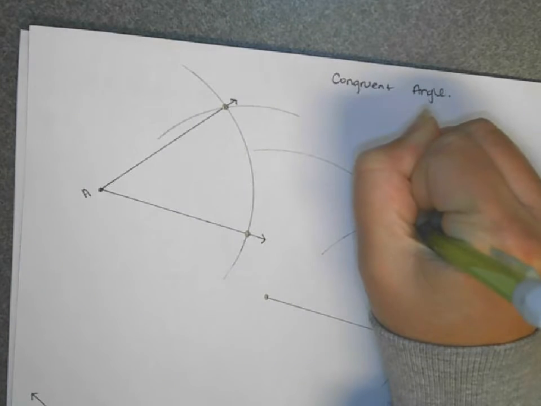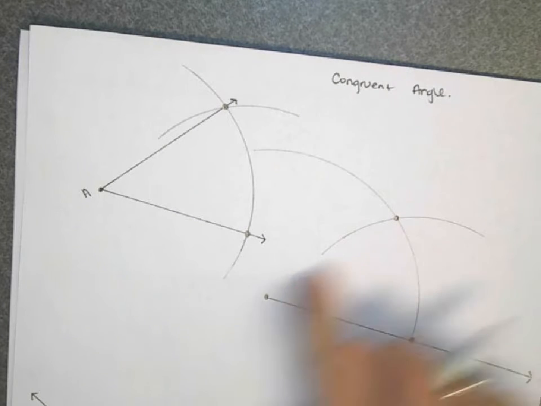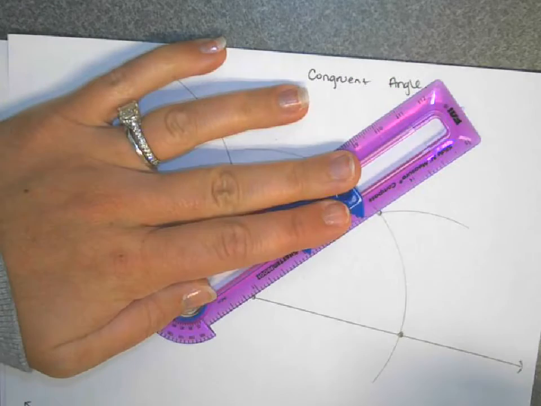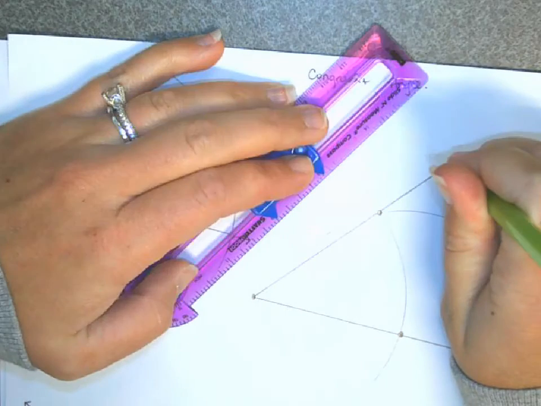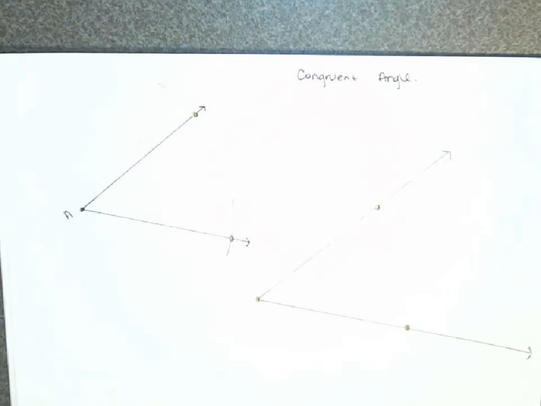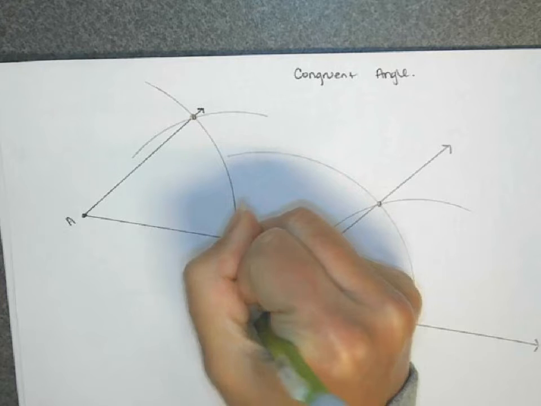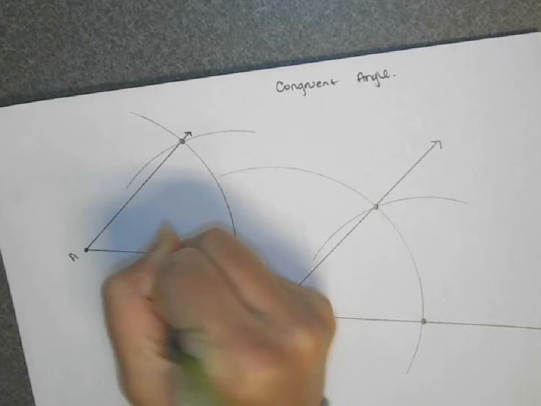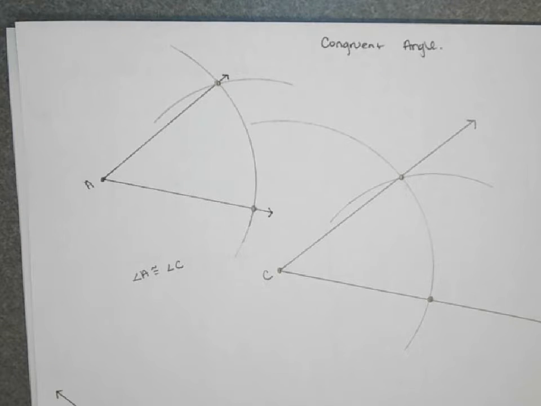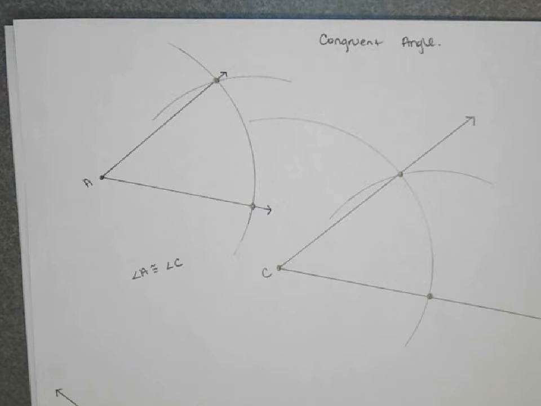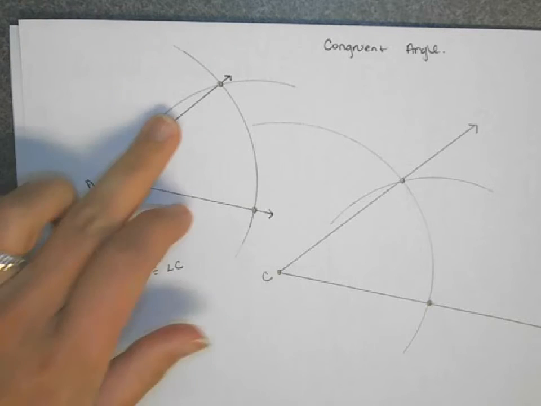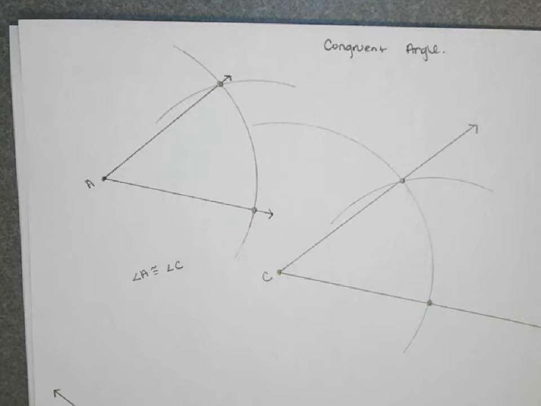Now where that intersection is, that's how far up that arc the other ray hits. So now that I have that, I'm going to be able to connect those with a ray. Maybe we'll call this one angle C. So angle A is congruent to angle C. That's my statement. Those two angles are going to be congruent. And see how they look the exact same. They both have this arc, they both have that arc. You can tell that they obviously look the same size. And they should, because we made them so that they were congruent.